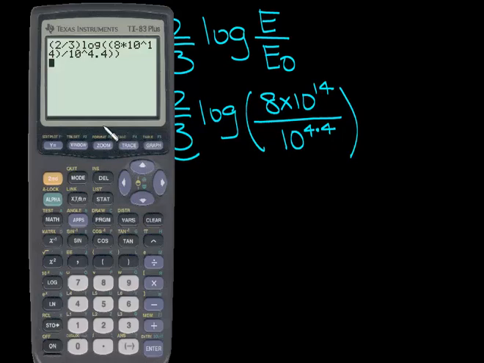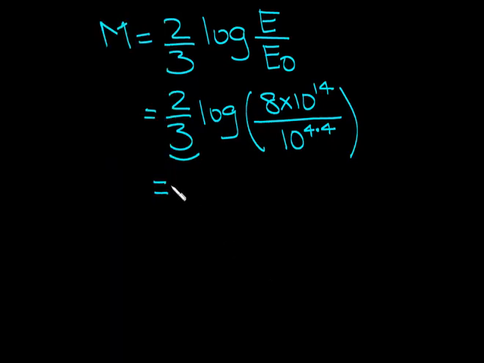We have log of 10 raised to 14 times that. Did I have extra parentheses here? 1, 2. I have an extra one. So we get 7.002. Okay, so the magnitude is roughly 7.002. So it would be a magnitude 7 earthquake. That's how they calculate the magnitude of the earthquake.